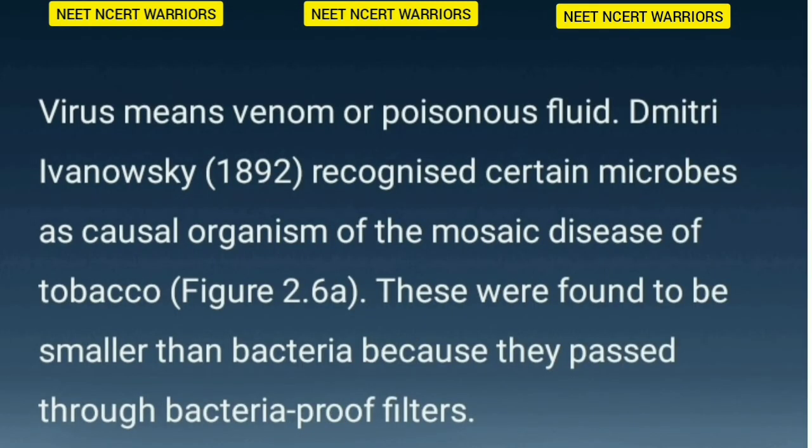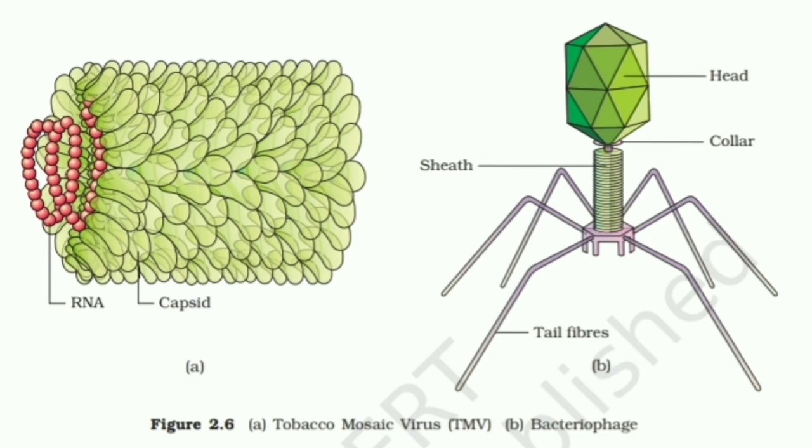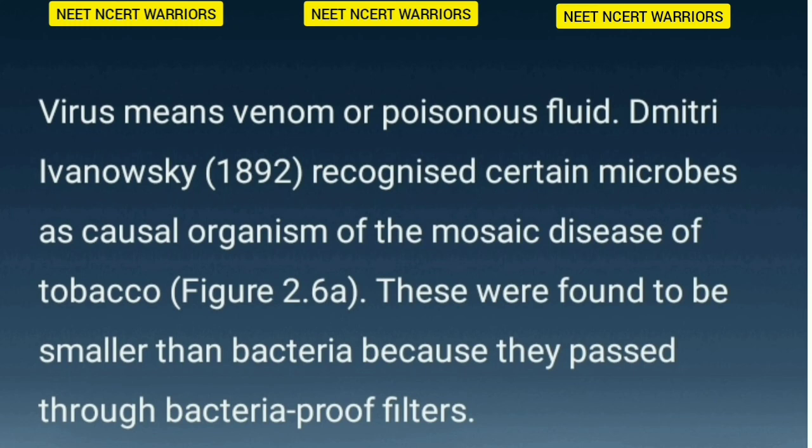Virus means venom or poisonous fluid. Dmitri Ivanovsky in 1892 recognized certain microbes as the causal organism of the mosaic disease of tobacco. You can see in figure 2.6a. These were found to be smaller than bacteria, because they passed through bacteria-proof filters.